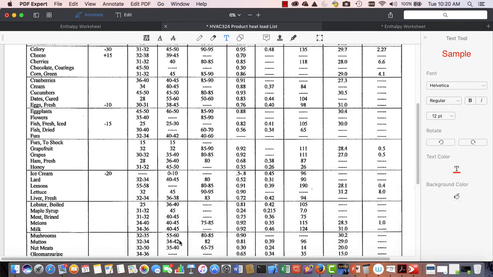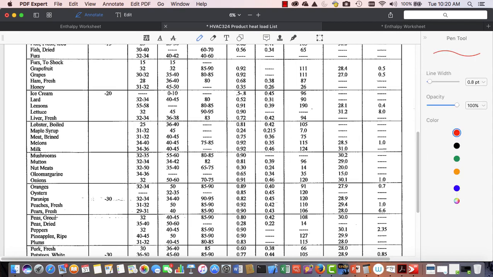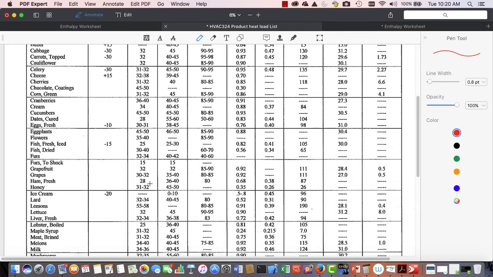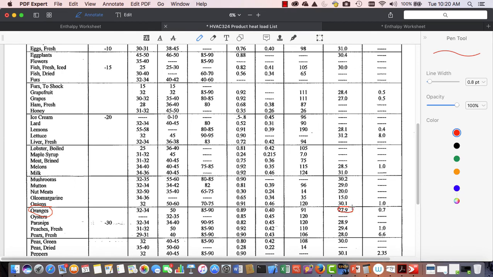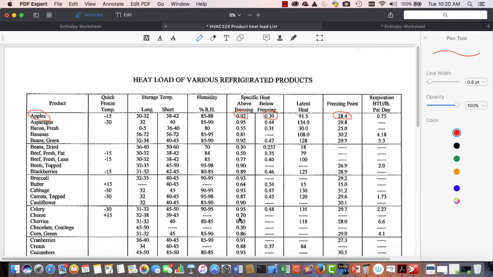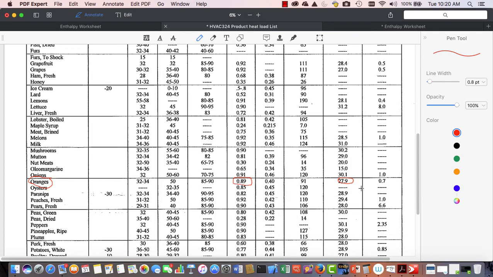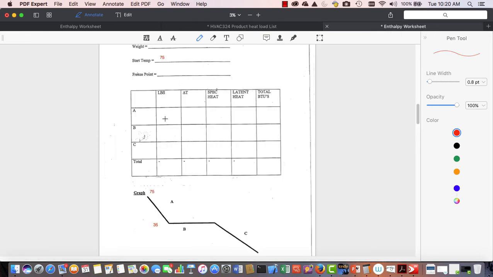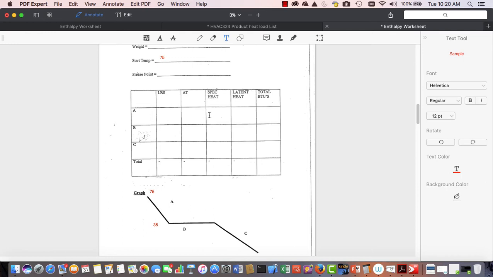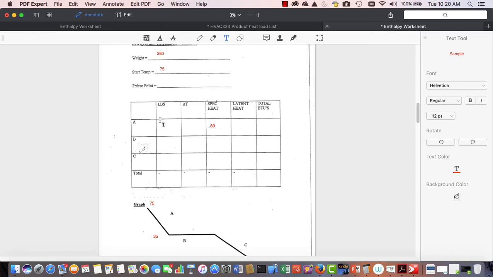So let's go verify this. I have oranges. My freezing temperature is that column over there. My freezing temperature is 27.9, so we're not crossing a freezing point. My sensible heat column is that one right there. It's above freezing, so it's 0.89. This one becomes real simple. I come back over to my enthalpy sheet, and we put in my 0.89 for specific heat. We have 280 pounds of oranges. We have a temperature difference of 75 to 35, so that's 40 degrees. We have no latent heat.